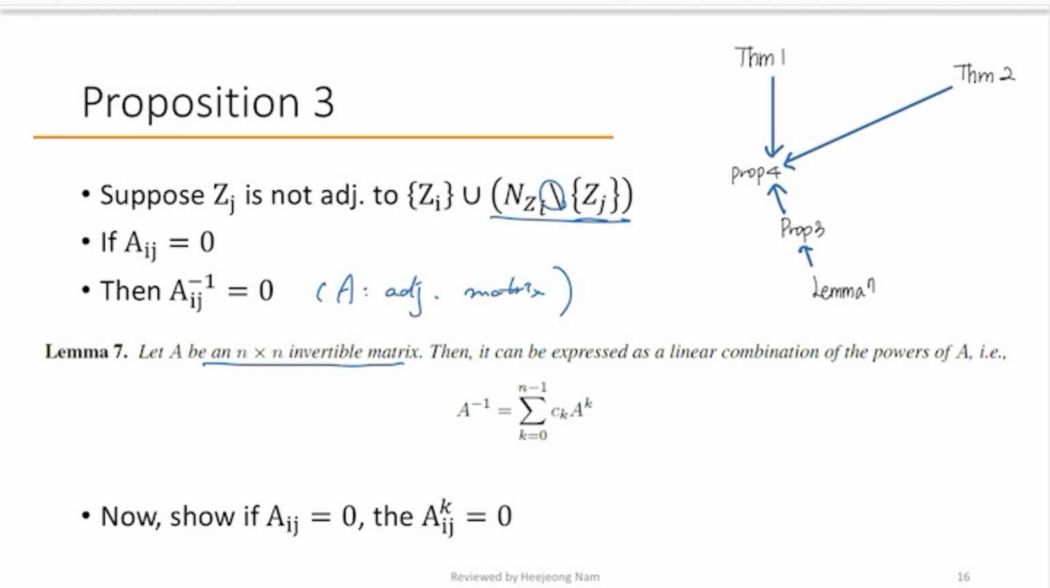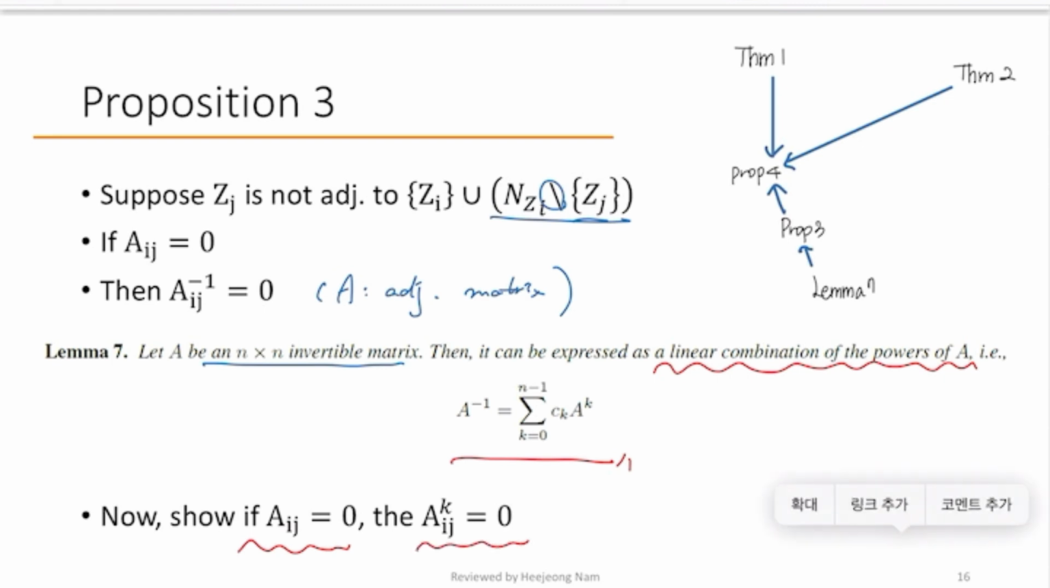We use lemma 7 to prove proposition 3. Lemma 7 says that if A is an n by n invertible matrix, it can be expressed as a linear combination of the powers of A, like the equation below. And because of this, now we have to show that if aij is equal to 0, then the power of aij is also 0. Then we can conclude that proposition 3 is true.